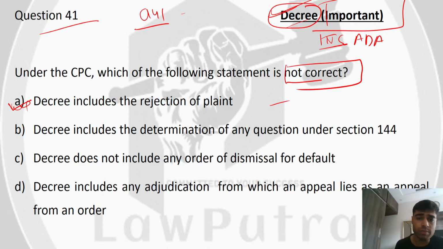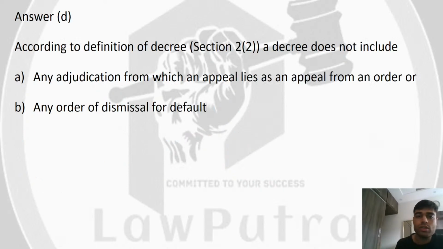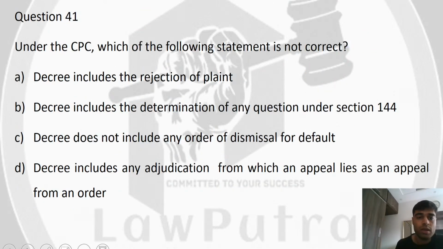Now read this question properly, because the question is actually very simple, but the way it has been worded makes it a little bit confusing. Otherwise this is very simple. So the answer is basically D. See, they asked which of the following is not included in decree, which of the following statements is not correct with respect to a decree.